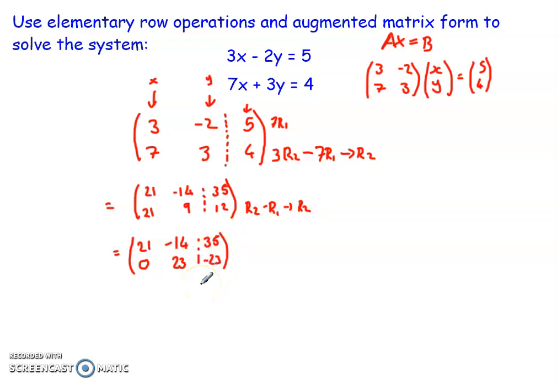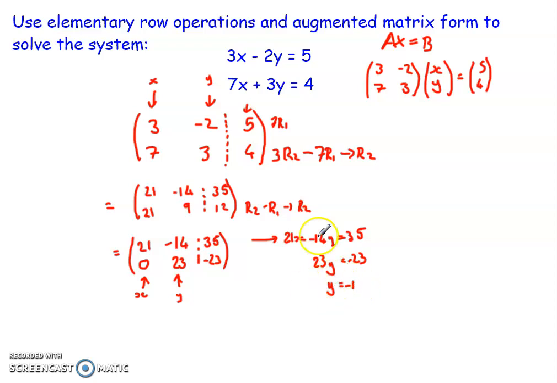Now at this point we're actually able to read off our solution, because remember that we said this is associated with x, this is associated with y. This top equation tells me I've got 21x take away 14y equals 35. Now that looks as if it could be a lot more complex than what was up there. It's a heck of a lot more in it. However, my second equation tells me that 23y is equal to negative 23. So I can get my solution for y straight away. So if 23y is negative 23, y is equal to negative 1.